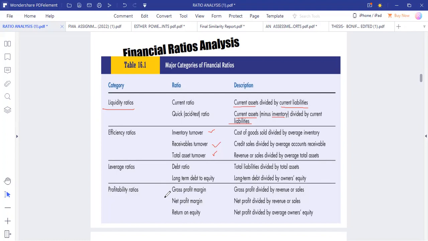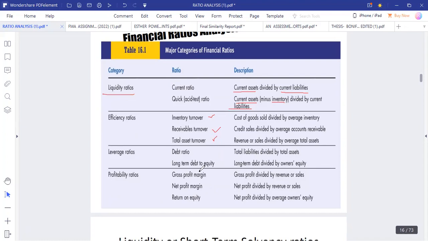And finally, we have our profitability ratios. Of course, there are 5. Here we are just going to be shown 3. I'll explain the others later on.